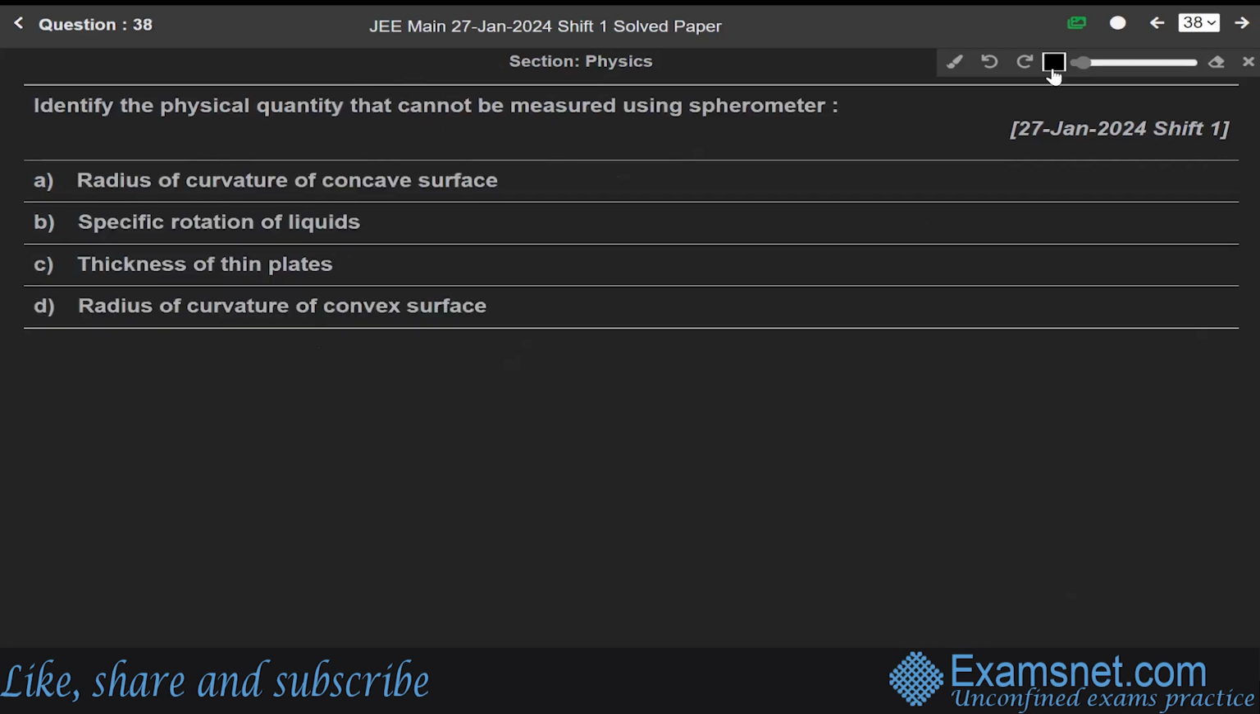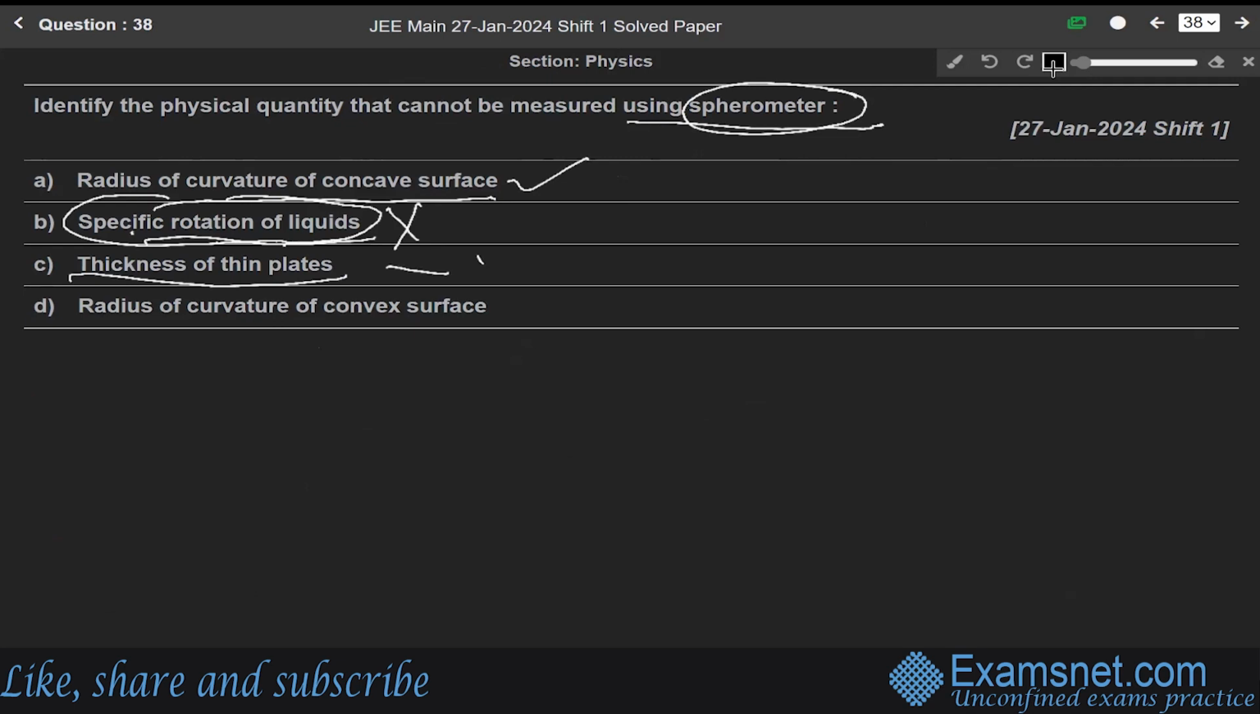Now, moving towards the next question, question number 38. This question says to identify the physical quantity that cannot be measured using a spherometer. So, a spherometer is used to measure the radius of curvature of a concave lens. True. Specific rotation of liquid. A spherometer is not used to measure the specific rotation of a liquid. Thickness of a thin plate, true. Radius of curvature, true. So our correct answer is option B, that is, a spherometer is not used to measure the specific rotation of liquid.